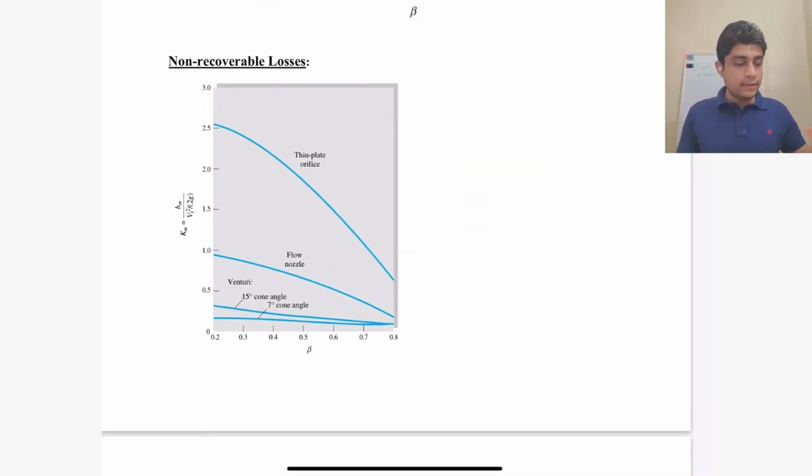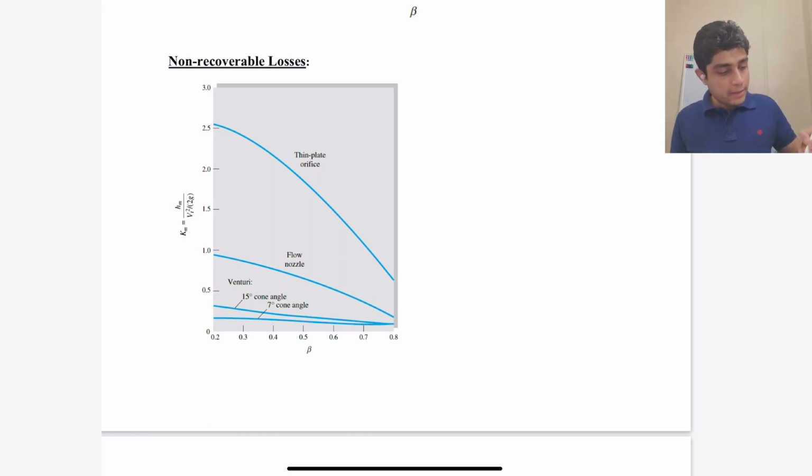Now again, as I discussed, all of these devices, because they are obstructing the flow, lead to some non-recoverable losses. One of them is the major loss due to the viscous effects in the fluid, which you can calculate by using Moody's chart. Another is the minor loss, which is because of the dead water region and the vena contracta.